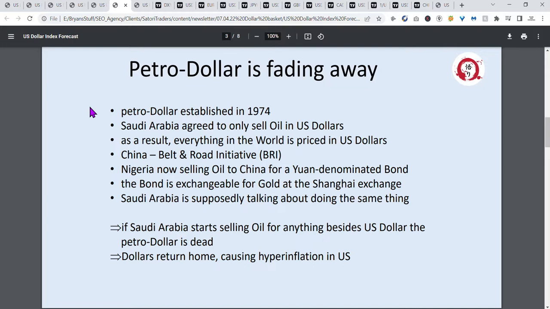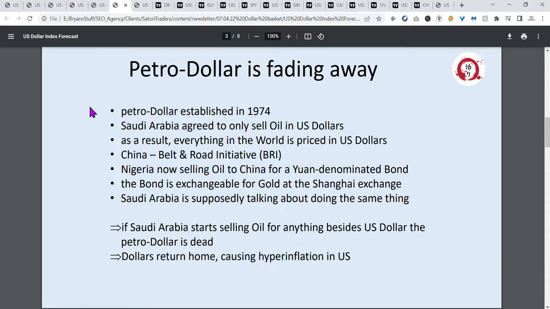One of the new data points for me in the past week is that Nigeria is currently selling oil to China for a yuan-denominated bond. And then, of course, the yuan is China's fiat currency. Nigeria, in case you don't know, is the second largest exporter of oil in OPEC. And so you think, who cares about Nigeria? Well, we all do.